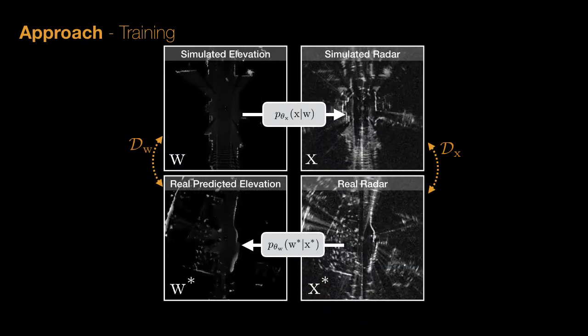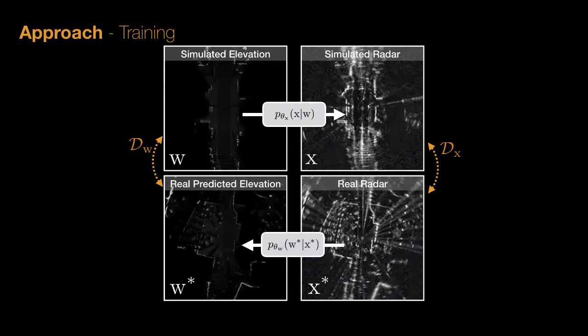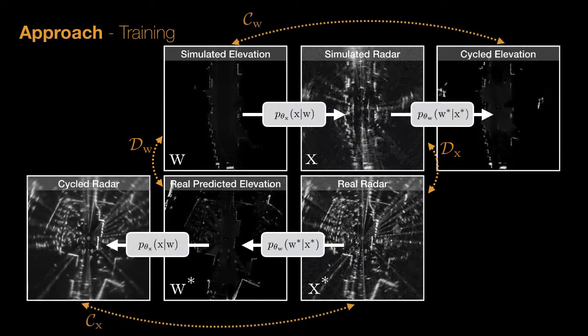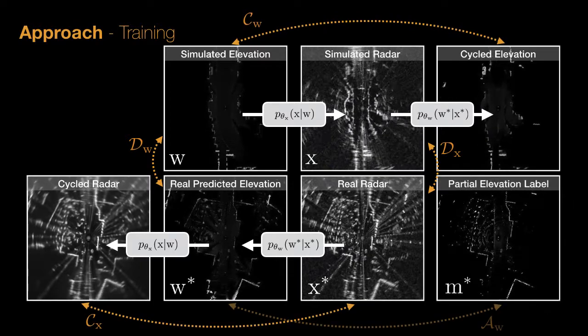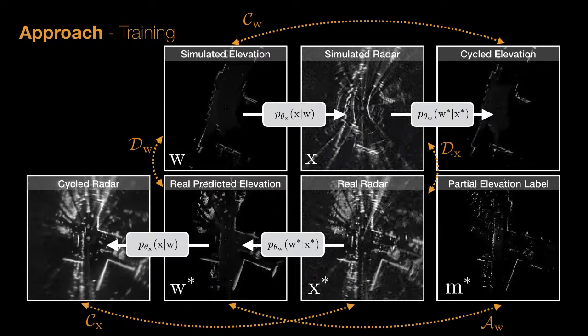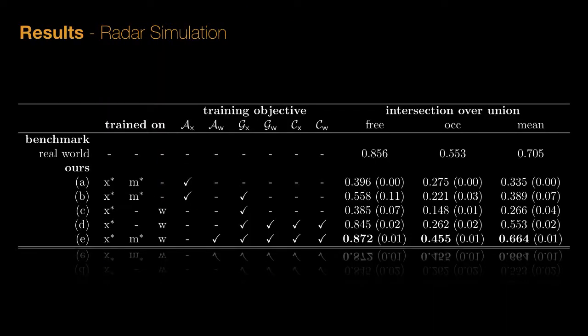Learning the backward and forward processes side by side allows us to further constrain training through cyclical consistency losses and by encouraging the backward model to predict realistic elevation maps where labels exist, using the partial elevation maps generated in lidar. In order to evaluate our approach, we use our sensor model to train new models in simulation before deploying them in the real world.